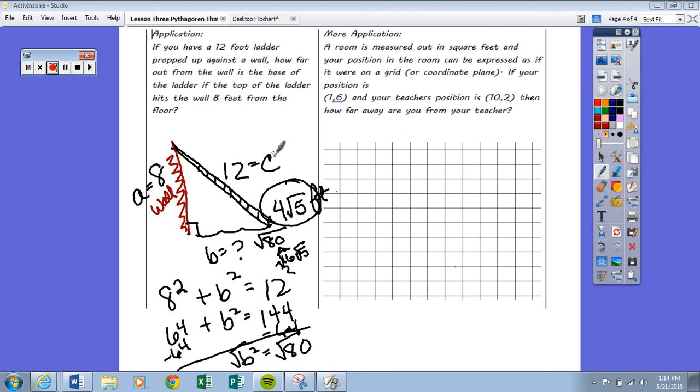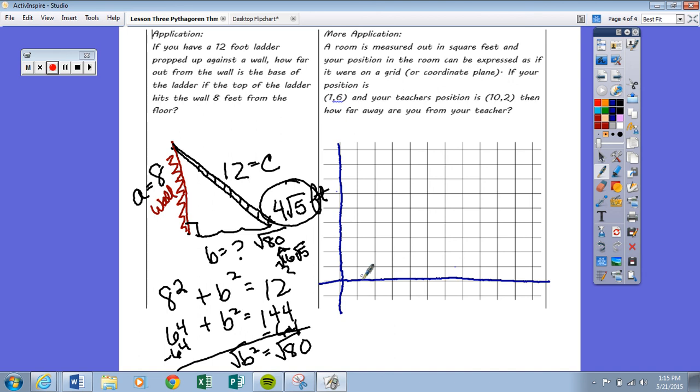Okay, for the last problem, I'm going to let you read it here, and I'll read it too. A room is measured out, and your position in the room can be expressed as if it were on a grid. Okay, so I don't see an x and y axis, so I'm totally making one up. This will be my y-axis, and this will be my x-axis. And now that you know that, just make up your own on your paper. Let's actually plot these points.